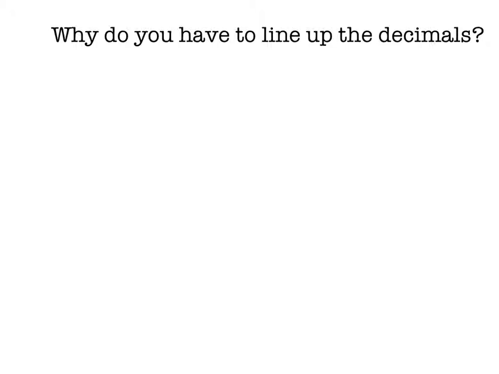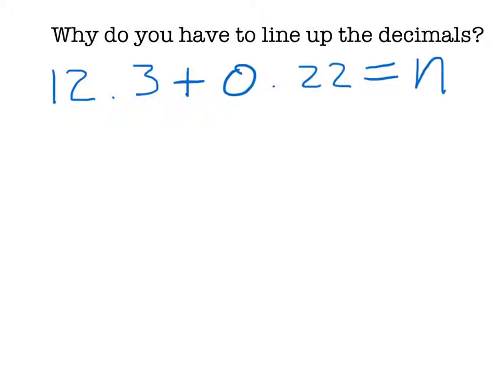So let's think about this question. Why do you have to line up the decimals? That's our second goal. Why do you have to line them up? Well, to answer that question, let's go back to our original problem where we had 12.3 plus 0.22 equals n. If I had lined this up the way you learn to line up addition problems with whole numbers, it would look like this.